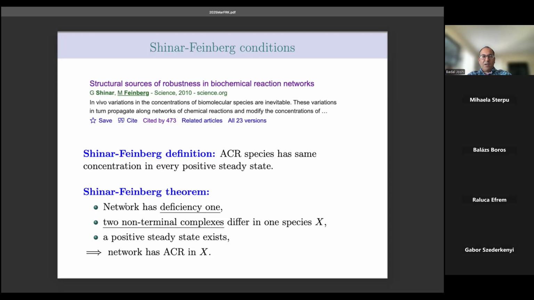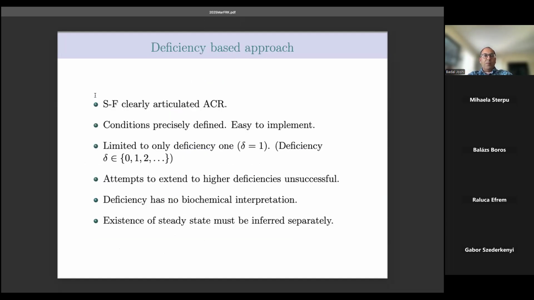Okay, so there are basically two main conditions and one, I would say, auxiliary condition. So the conditions are that the network has deficiency one. I'm not going to define deficiency because this is somewhat tangential to my talk, but this is a condition that can be easily checked for any given network. And two, non-terminal complexes differ in one species X. Again, this is very easily checked. Once you have a network and you read the definition, you can check it in a matter of a few seconds. And if you also know that a positive steady state exists, then immediately you know that the network has ACR in that species X. So this broadly I'll call the deficiency-based approach, and Shinar and Feinberg clearly articulated ACR, and they gave these conditions which are precisely defined and easy to implement.